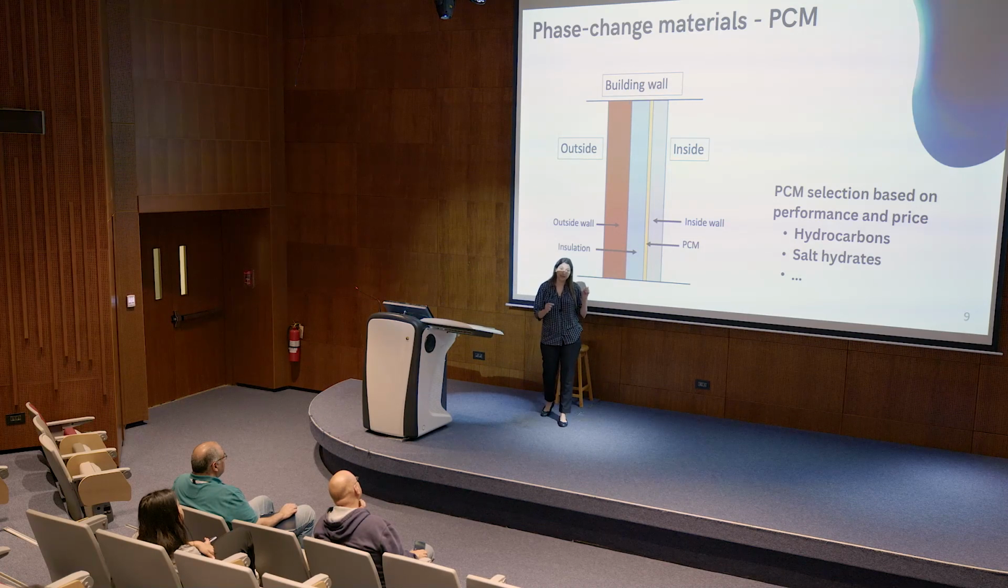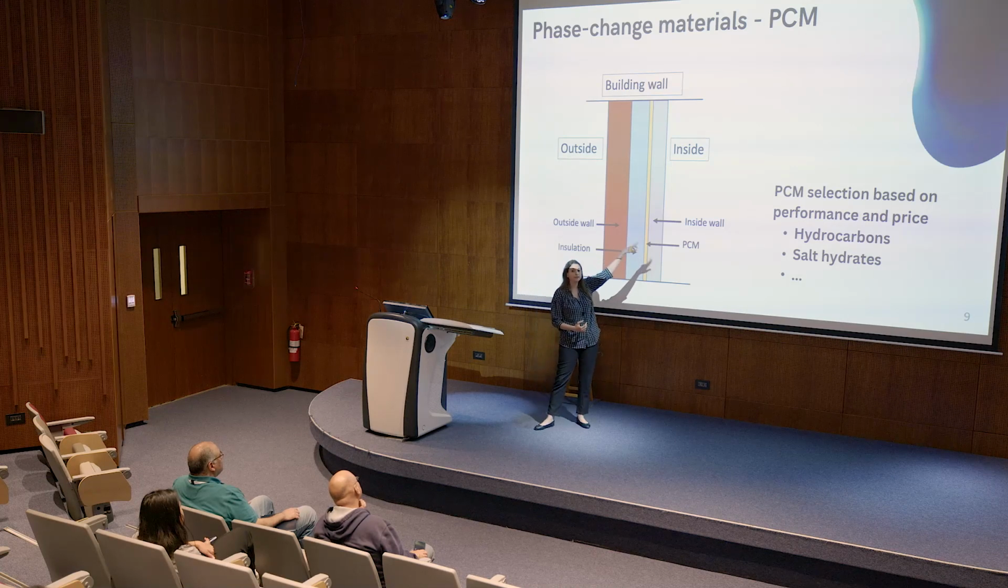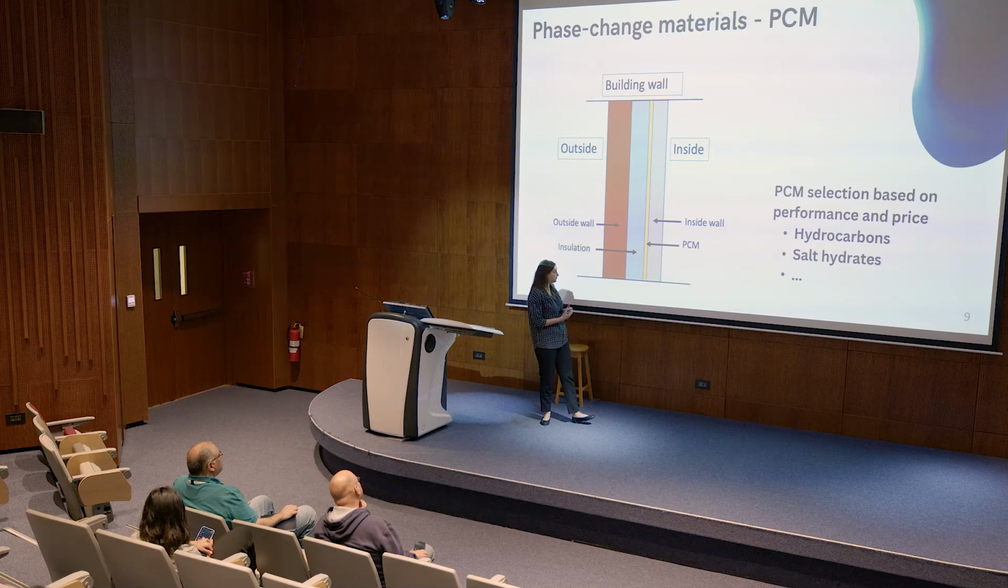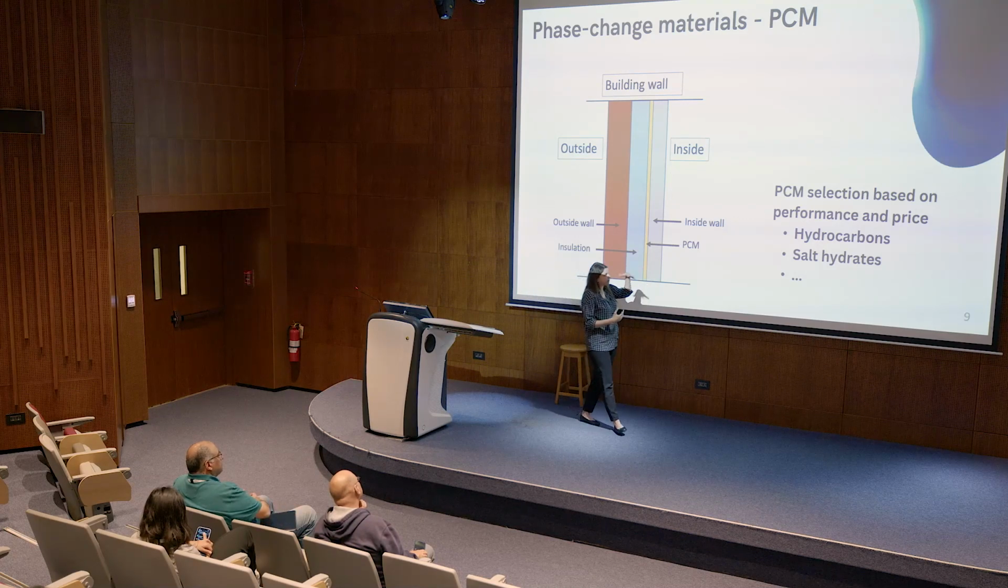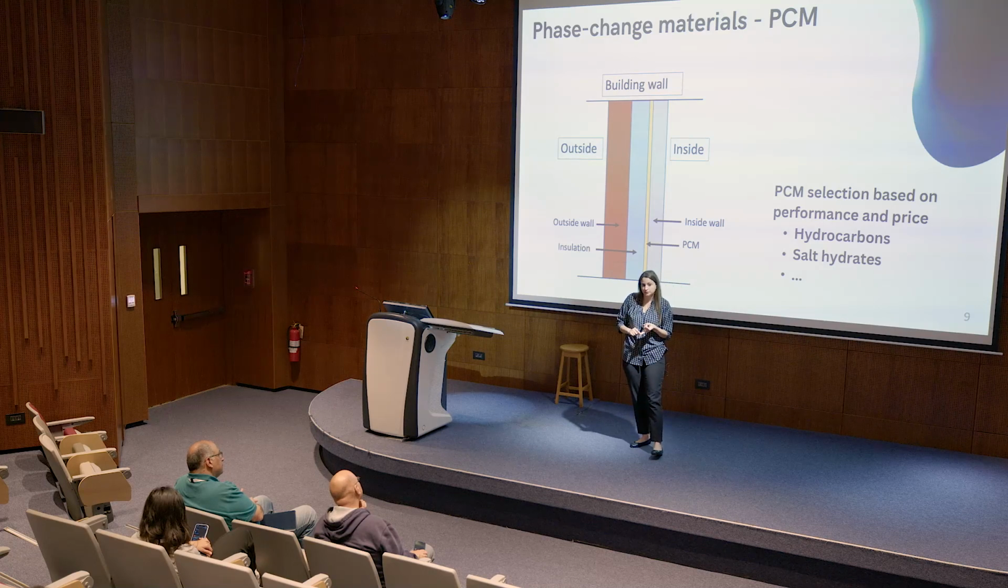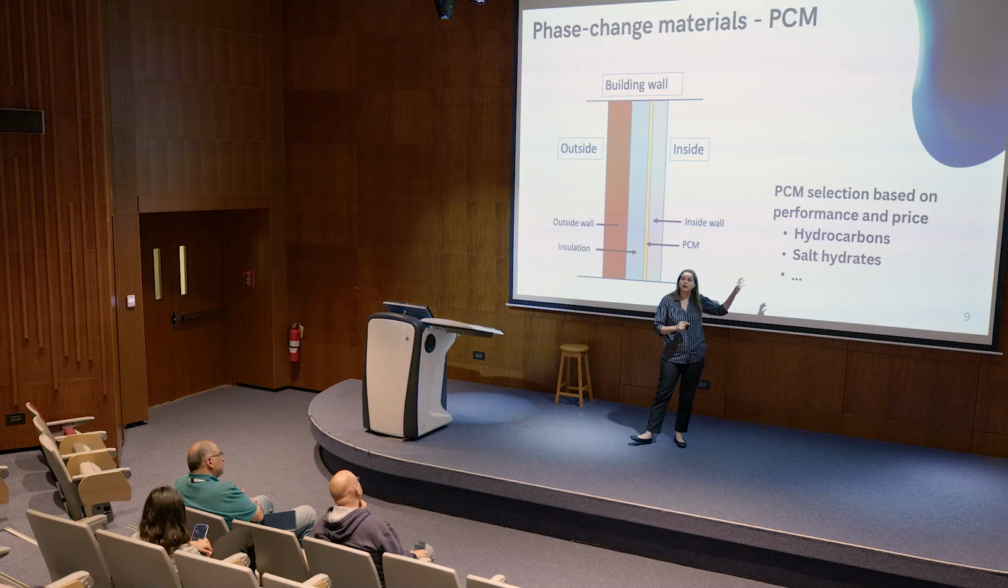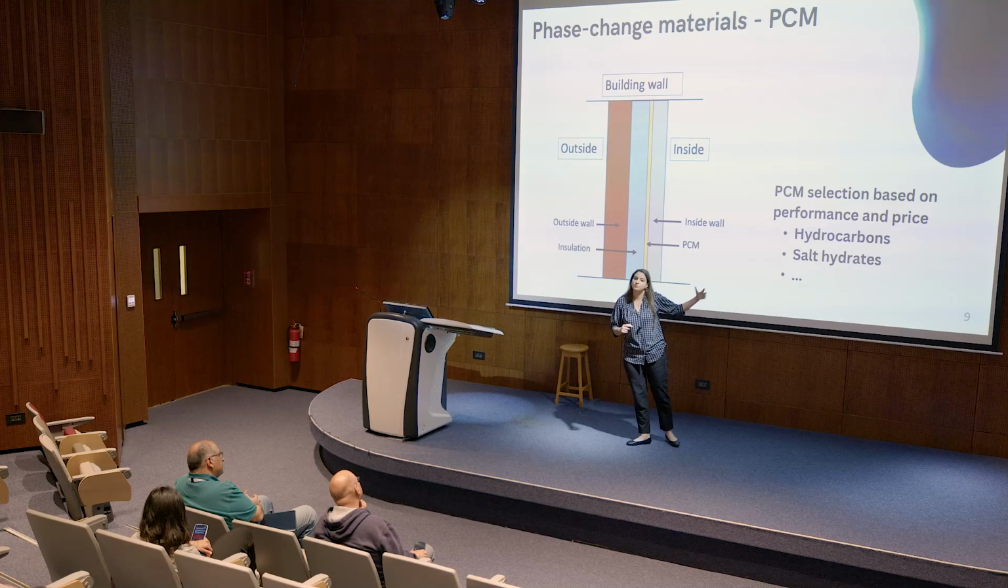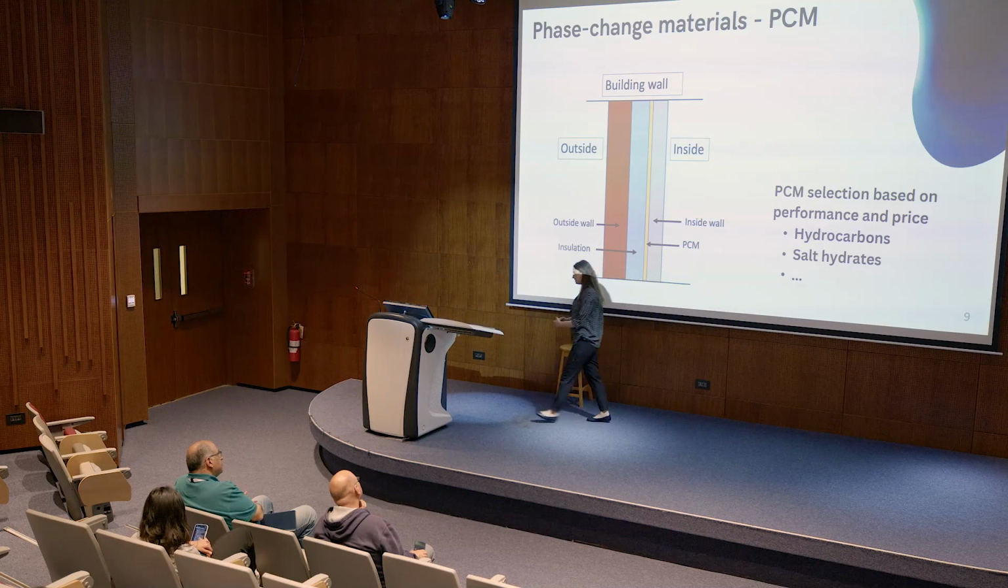The phase change materials, as we said, have very high thermal capacity during the phase change, and they are able to create this high thermal barrier and reduce the fluctuations in the internal temperatures, so that they would reduce the amount of load needed from heating and cooling systems. The selection of phase change materials traditionally was based on performance and price. And most of the materials that are commercially available are hydrocarbons and salt hydrates.